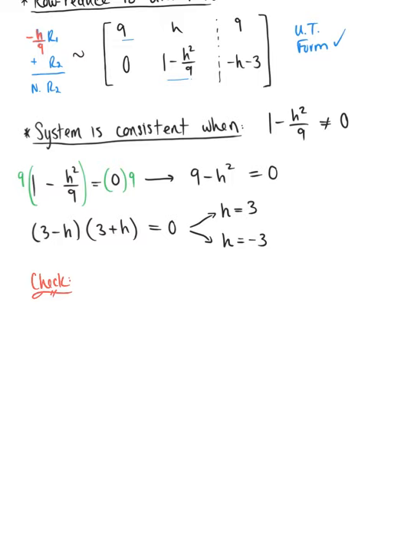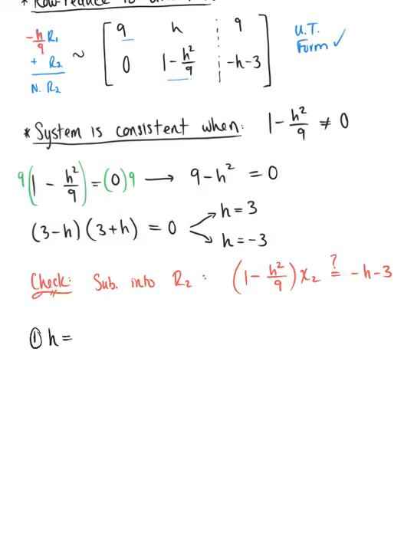And again, we're going to plug these values into the second row. So again, we're checking 1 minus h squared divided by 9 times x sub 2, and we want to know, is that going to be equal to minus h minus 3? Ooh, how fun. We've got h's on both sides, so be extra careful. So case number 1.